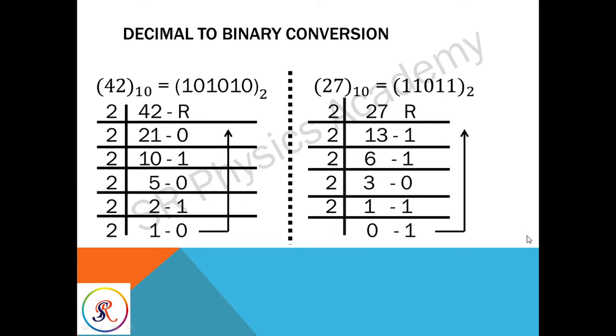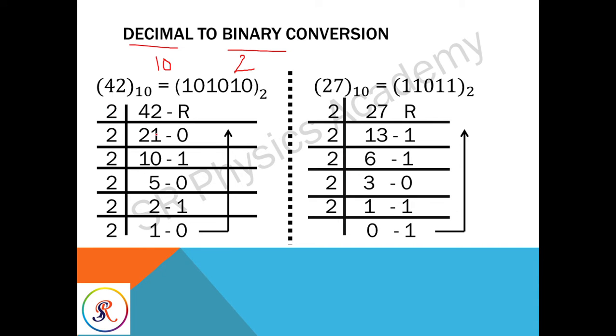In this video, we will learn how to convert. First, we will convert any decimal number into binary. Decimal means what? What is the base here? 10. Binary means the base is 2. We have taken one example, 42. Let's divide this 42 by 2.